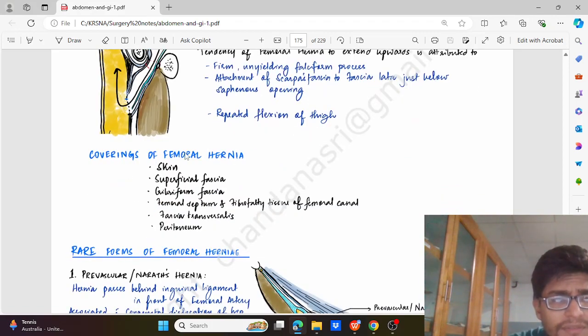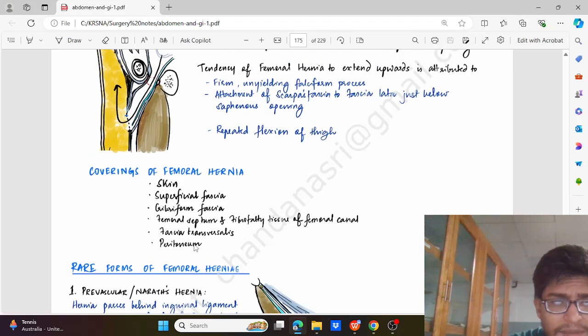Now we see the coverings of the femoral hernia: skin, superficial fascia, cribriform fascia, femoral septum and fibrofatty tissue of the femoral canal, then fascia transversalis and peritoneum.